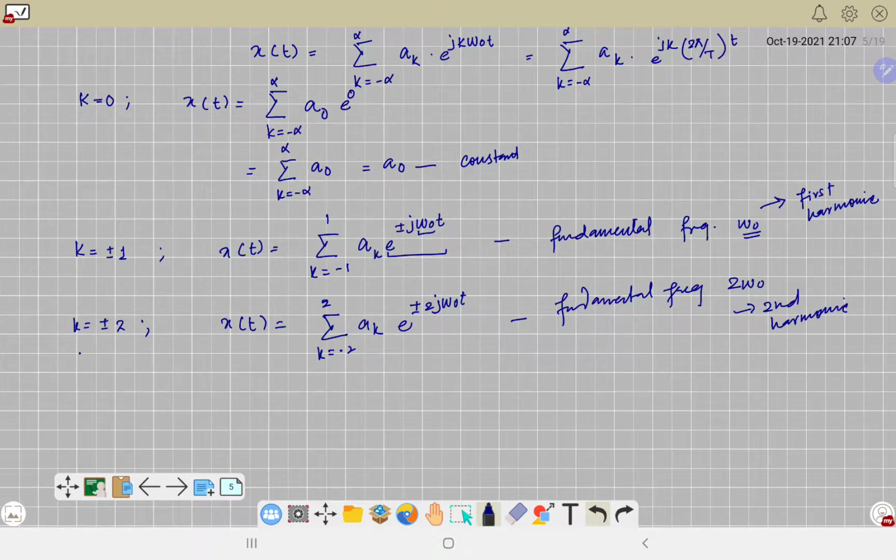Similarly, you can keep on giving the values. For a typical case, plus minus n, you will have a signal x of t, summation k running from minus n to plus n, a of k e raised to the power plus minus n j omega naught t. So this will be the nth harmonic.